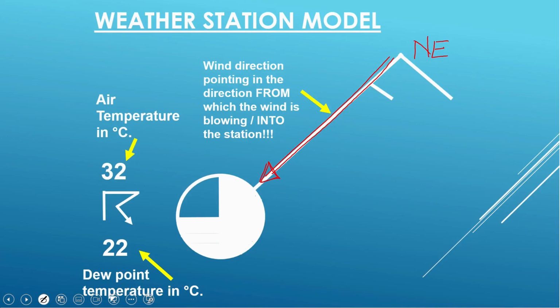Let's read. Wind direction pointing in the direction from which the wind is blowing into the weather station, okay? I hope we have that one. So this one will be your northeast wind or northeasterly wind because we name it according to where it comes from, okay? Flows into the weather station. I hope we're good with that, okay?